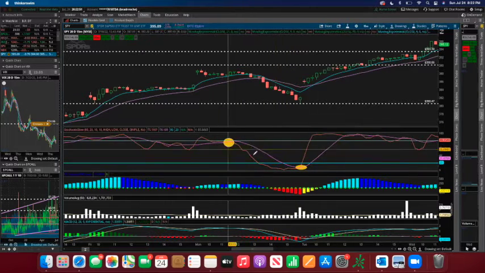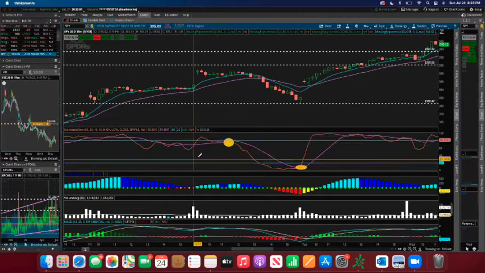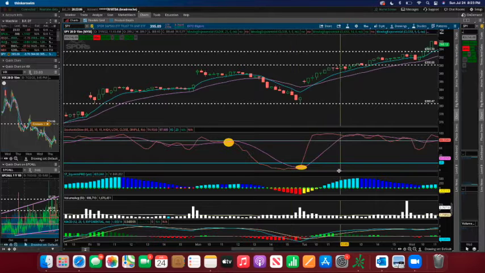So we're going to go a little bit more in depth into the stochastic slow, and specifically I use the stochastic slow. There are multiple different ones on Thinkorswim and all these different platforms. I specifically use the stochastic slow for whatever reason. I find it to be the most useful. And we're going to dive a little bit more into that.